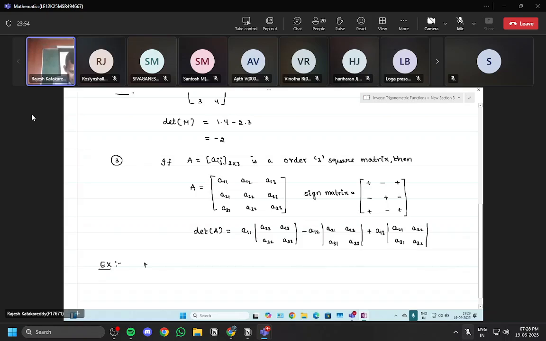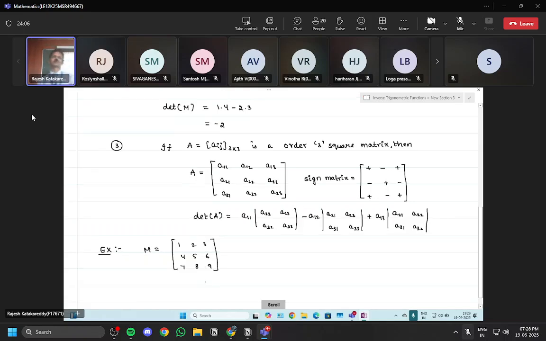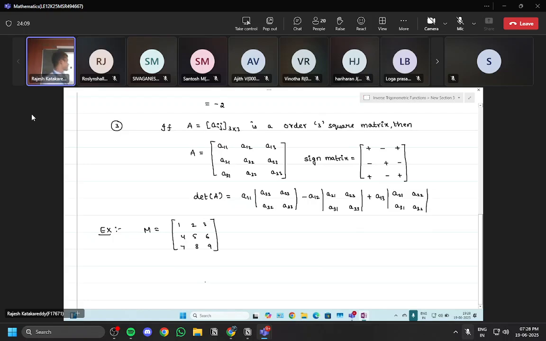Let's say M is equals to matrix M. We are taking 1, 2, 3, 4, 5, 6, 7, 8, 9. So for this matrix M, we need to find the determinant. Anybody writing this part of the slide? If you are writing, please write it. I have taken 9 natural numbers in the order 1, 2, 3, 4, 5, 6, 7, 8, 9. We are trying to find determinant of this one. Right? Can I scroll up? No?